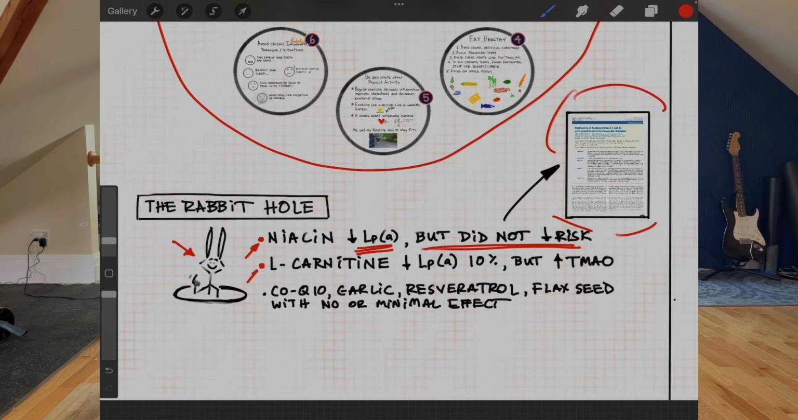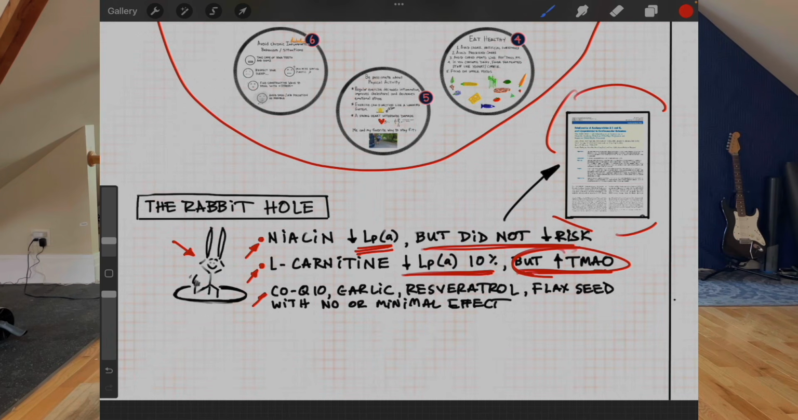L-carnitine, in terms of supplements, is probably the most promising one. And that lowers lipoprotein(a) by 10%, and it has some other potential benefits. But the kicker with L-carnitine is it increases TMAO, and that's associated with increased chance of heart attack and stroke. It's a bummer, because I wish there was a supplement that I could recommend to you guys to go out and get, but can't do it because of this facet of L-carnitine's effects.